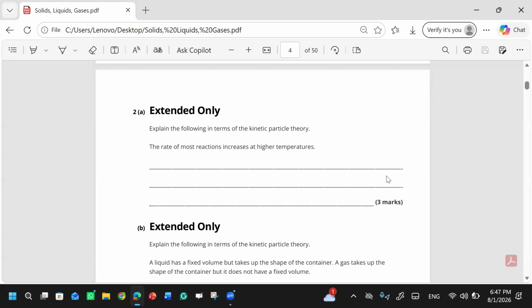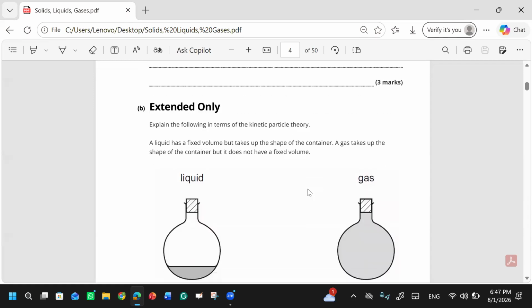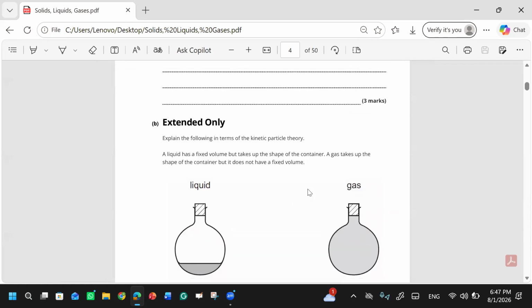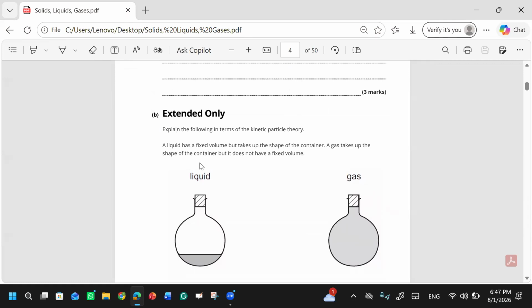When there is high kinetic energy, there will be more frequent collisions. They will collide with each other as well as with the walls of the container in which you have placed those particles. So these collisions will result in the increase of the temperature, right? Yes.